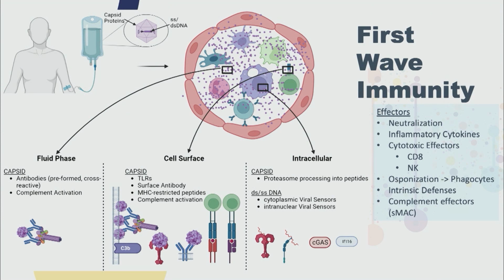At the cell surface, you have toll-like receptors. The virus can be internalized into endosomes and interact with toll-like receptors, which can initiate an immune response. You have potentially surface antibody on B cells that can respond, and then you can have complement activation on the cells. And then intracellularly, the capsid does go into the cell, and then it gets uncoated, and then the DNA enters into the nucleus. There are sensors that can respond to both the capsid internally and then the DNA.